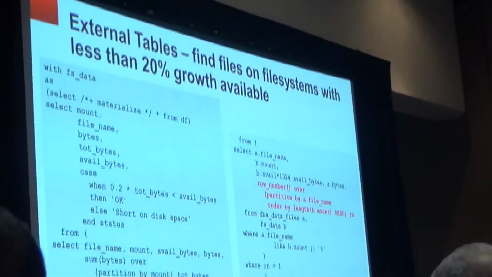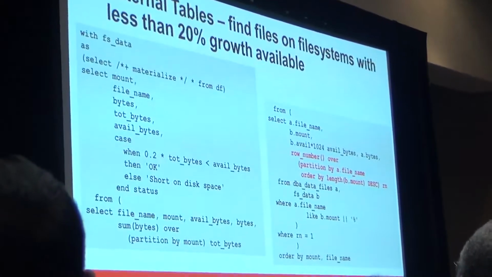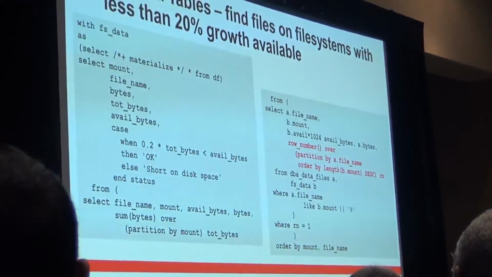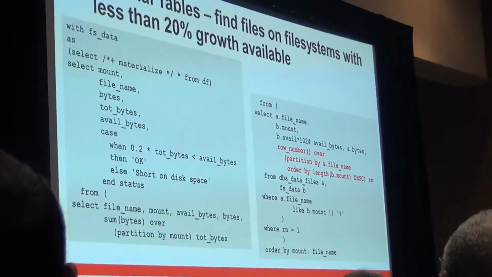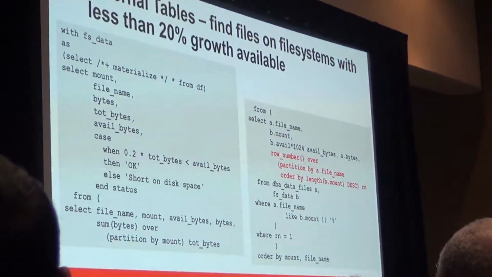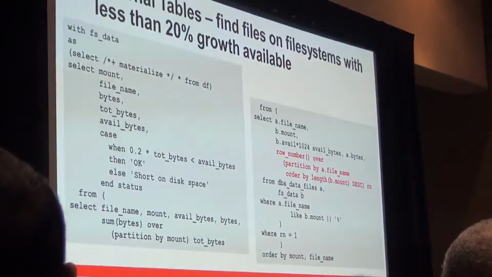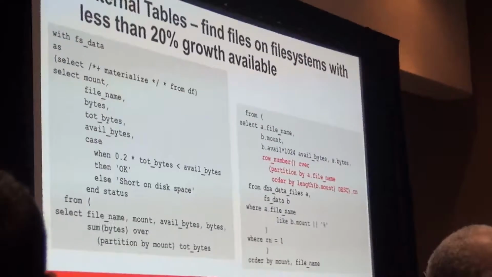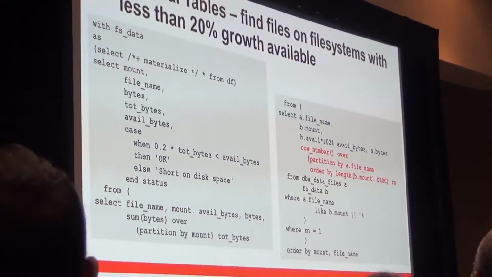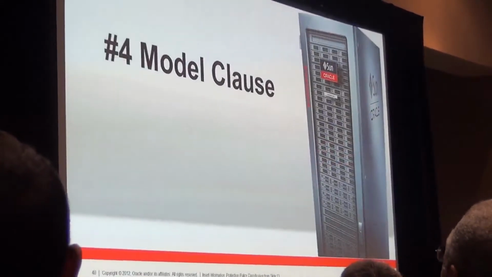Because the join here is a little bit funky. The join between DBA data files and the file system data is where file name like something. It's not an equi join. So I had to sort of sort the results out so I could find the longest mount point, just keep that one with the row number as 1, and then do the computations on that. This is a pretty interesting approach.